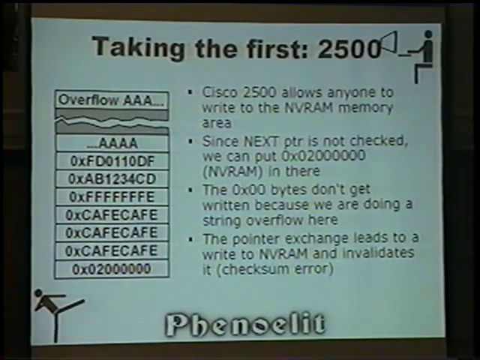So what it does is exactly what we expected. We're taking the first victim, the 2500 router. It's one of the so-called shared memory routers because I/O and main memory are in the same chip. This one allows anything and anyone to write into NVRAM. Now, NVRAM is kind of interesting on a Cisco router. Does anyone have an idea what the NVRAM is for?